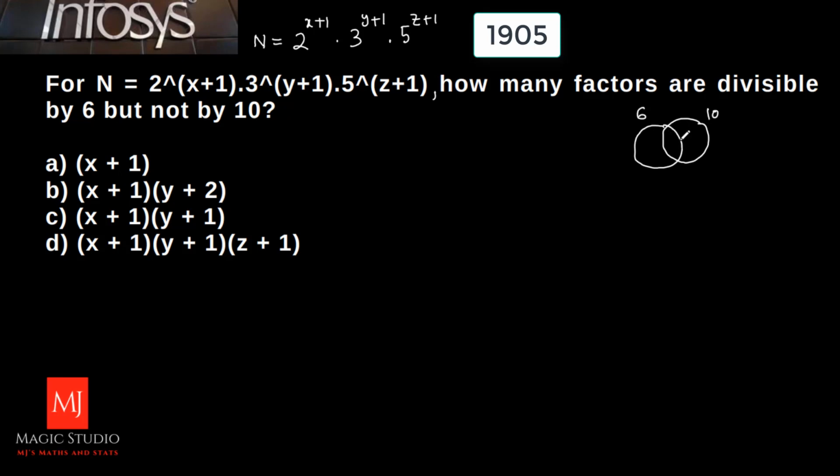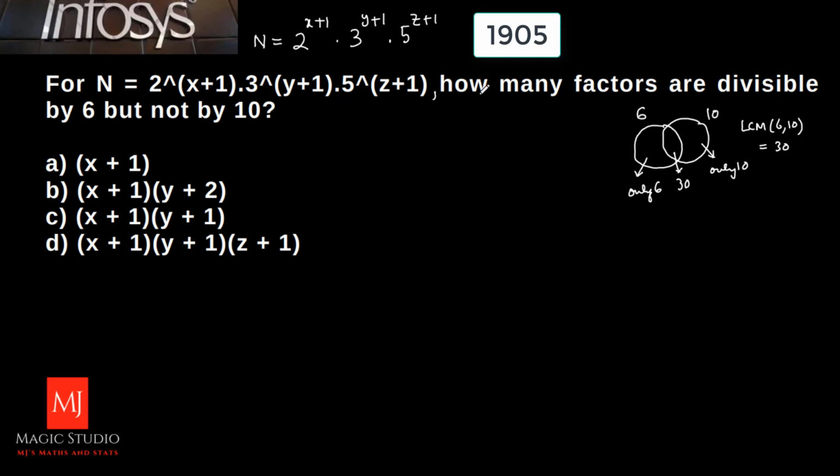Common area means these are the factors which are divisible by 6 and 10 both. That is the LCM of 6 and 10. LCM of 6 and 10 is 30. So these are the numbers which are divisible by 30. These are the numbers which are divisible by only 6. And these are the factors which are divisible by only 10.